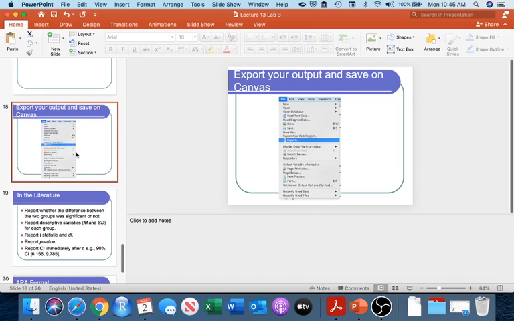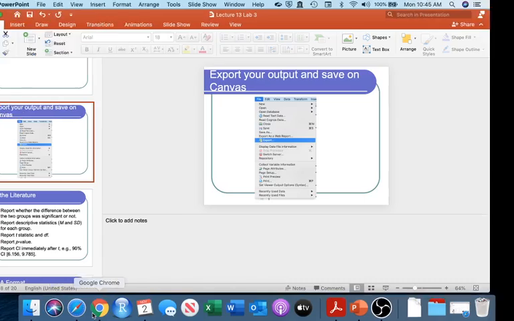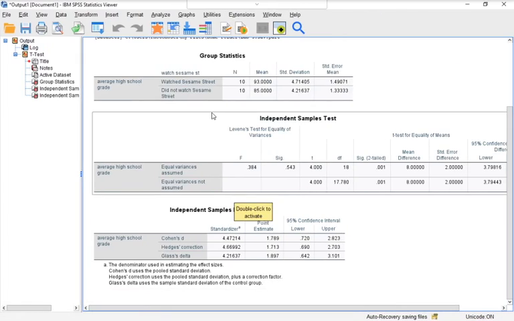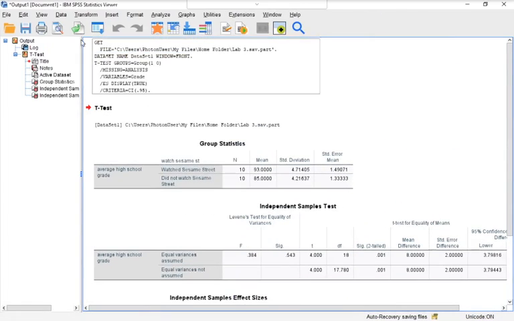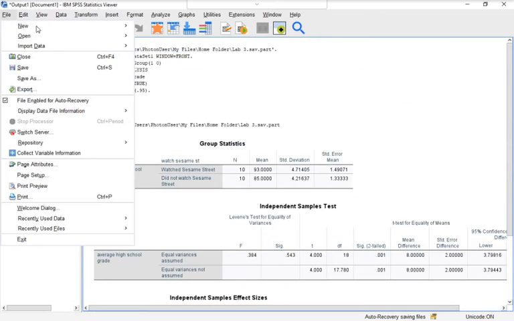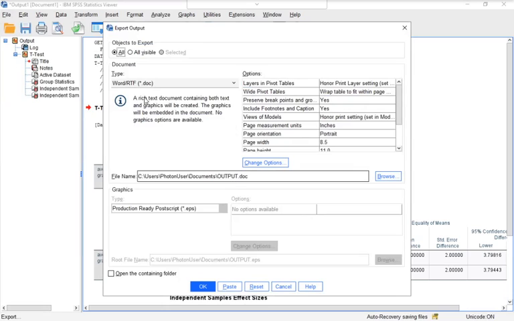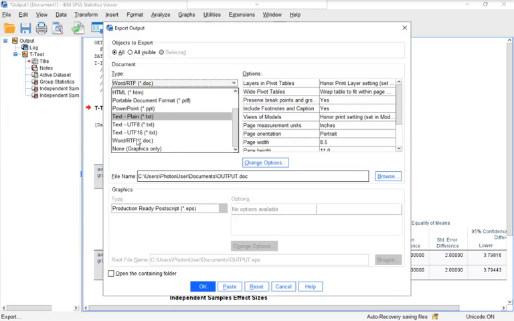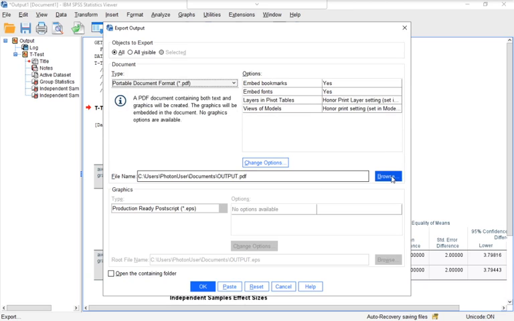And then, okay, so let's save our results. And let me walk you through that because that's actually very important. So what I'm going to do, and I did this in the first lab too, is I'm going to export. So I went to File, then Export, and then I'm going to change the type to PDF because that's easier to deal with.